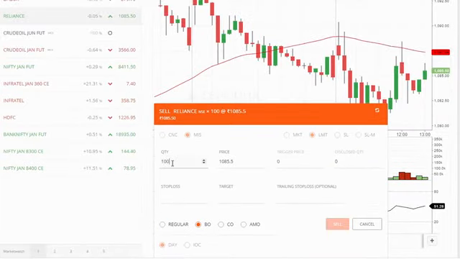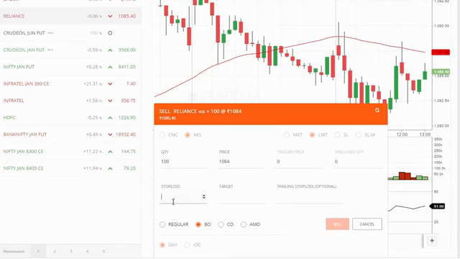Here you can modify your quantity and price. All bracket orders are limit orders, so if you want to make it a market order, just enter a price higher or lower than the current price depending on whether you're going long or short. Since I'm going short, I'm going to make this 1084.